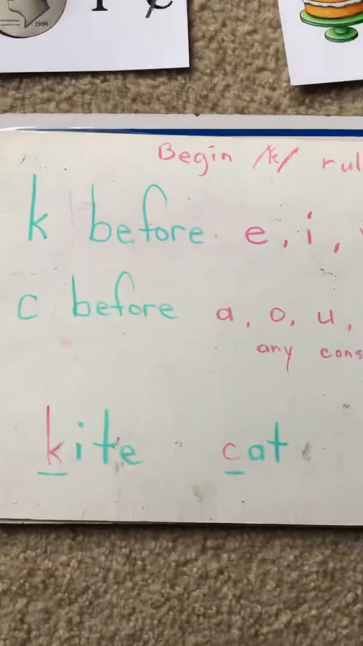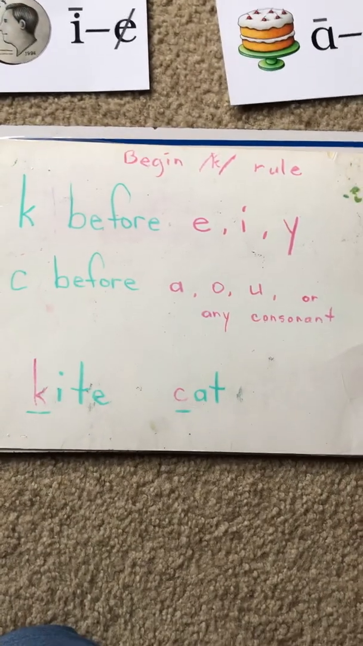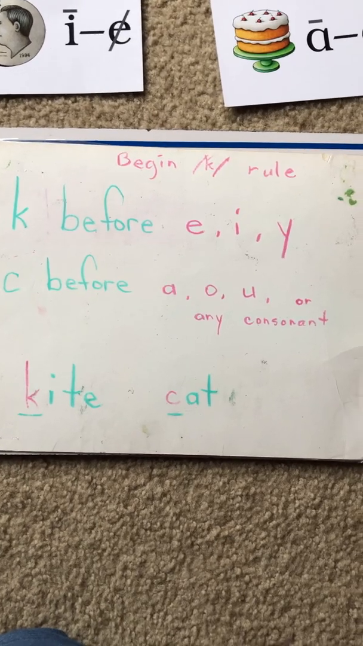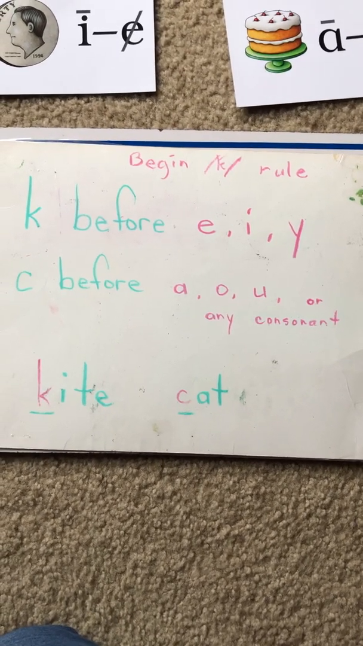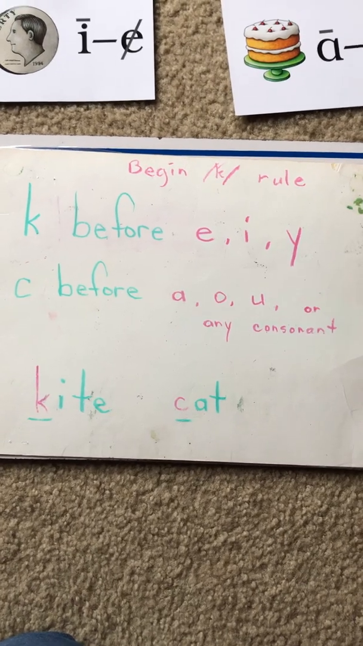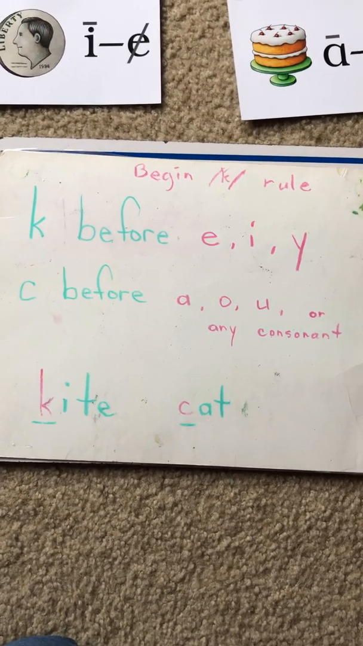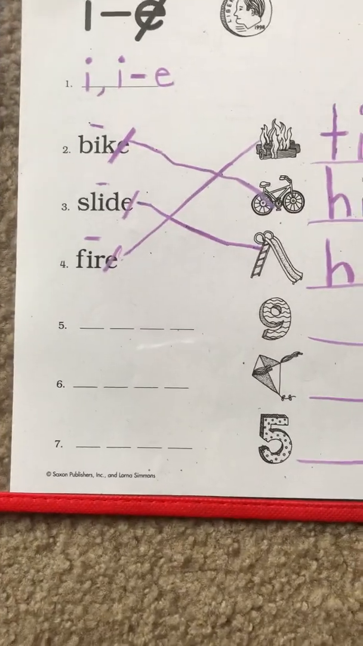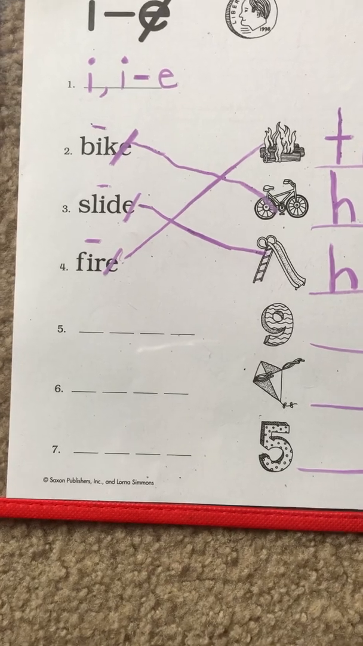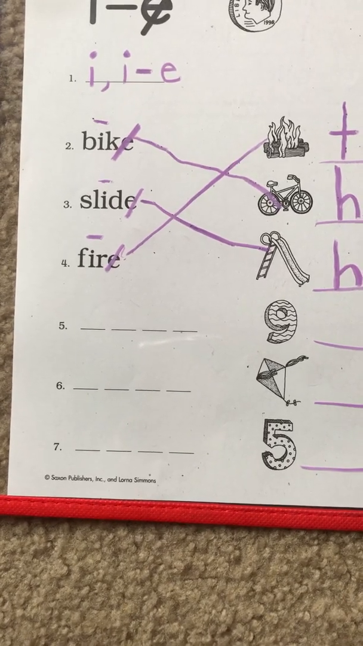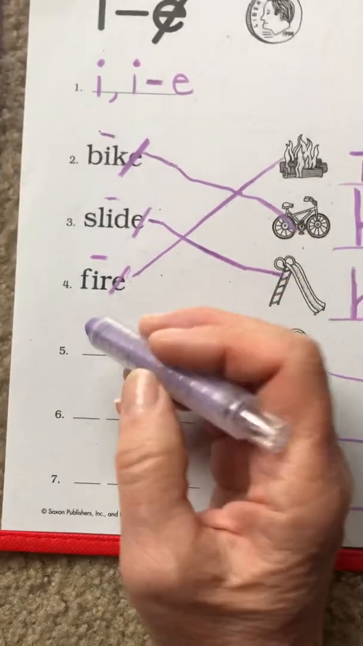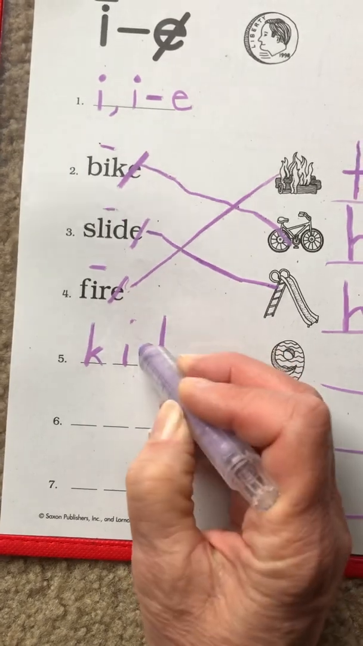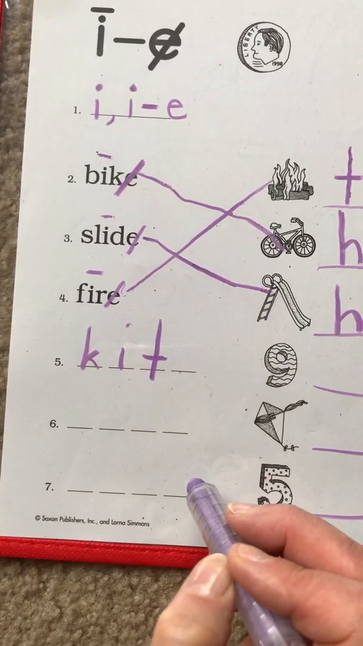Okay, now I noticed kite begins with a K. Say our beginning K spelling rule. K before E, I, or Y. C before A, O, U, or any consonant. So when you say kite, what do you hear after the K? You're right, you hear the I. So we need to spell kite with a K. K, I, T. Can we leave it that way?